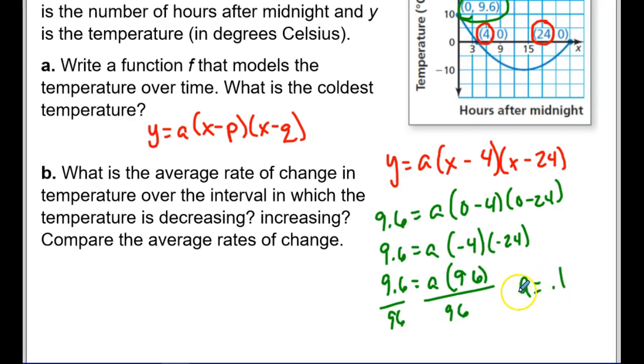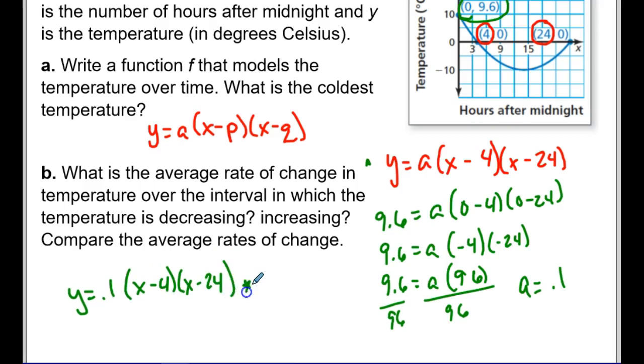And again, I double check. Is this going to be positive? Yes. This is also less than 1, so it's going to kind of be short and fat, and that is true as well. So now I can rewrite my equation. And to do that, I can go back up to here. So my equation is going to be y equals, I plug in that a value, 0.1, and then I have my x minus 4 and my x minus 24.